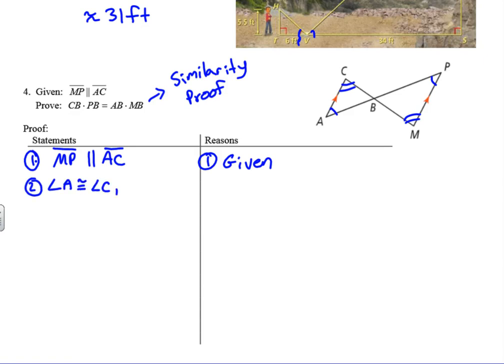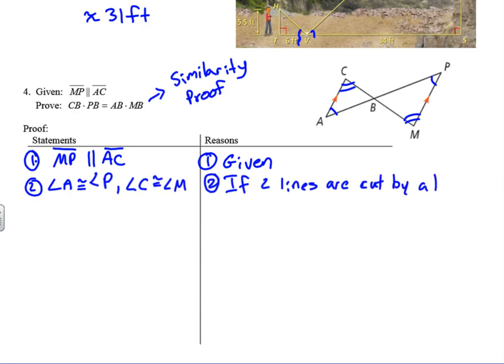Angle A would be congruent to angle P, and angle C would be congruent to angle M. And that's from the fact that they're parallel. So if 2 lines are parallel and cut by a transversal, then alternate interior angles are congruent.